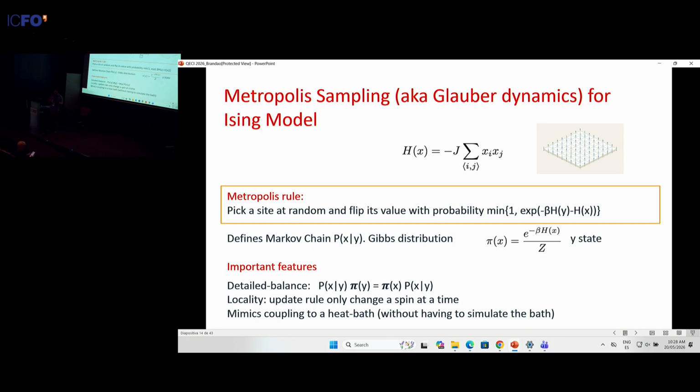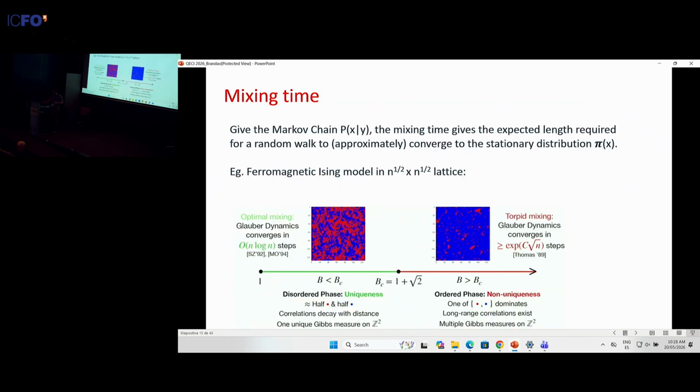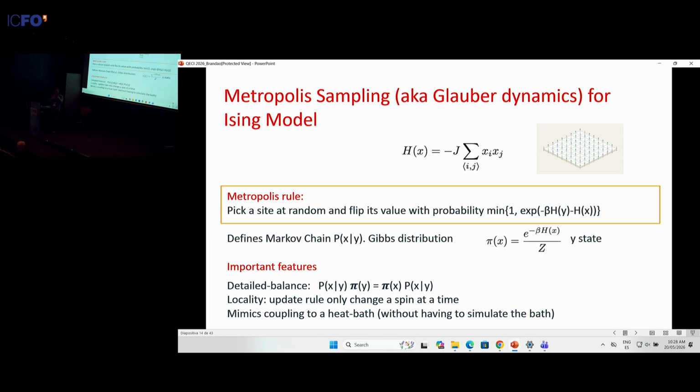It's called Metropolis sampling. Sometimes people also call it Glauber dynamics. Let me use the Ising model as an example, but it works for any classical model that you want to use. The Ising model is this Hamiltonian over here. You have some interaction strength J, and then you have classical spin-halves, plus or minus one, s_i, and they interact, for example, on a square lattice with nearest-neighbor interaction.